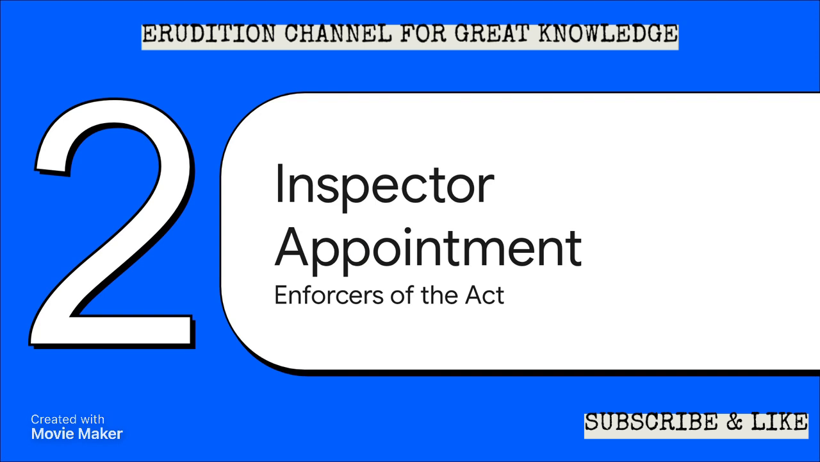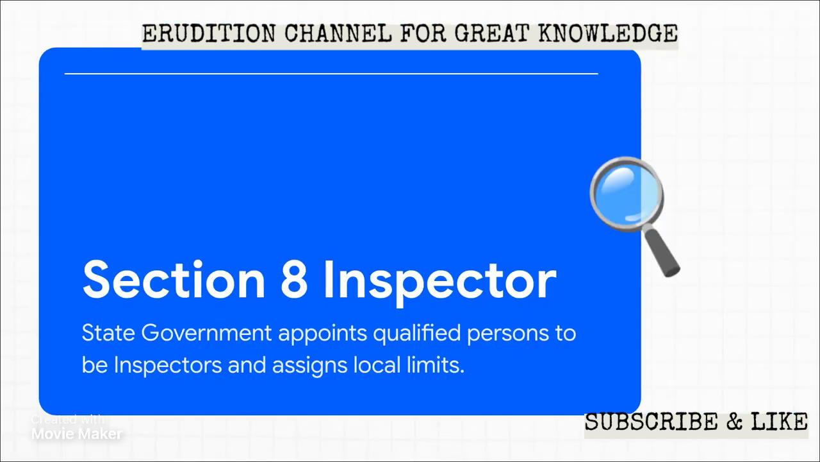Moving right along to part 2, inspectors, appointment, and role. Let's look at our first group of administrative enforcers, the inspectors. This is the absolute core of our explainer today. The inspector is the primary boots-on-the-ground authority, making sure the Factories Act is actually being followed. Section 8 gives the state government the direct power to appoint qualified individuals and assign them strict local limits.